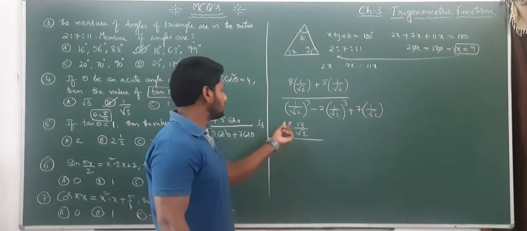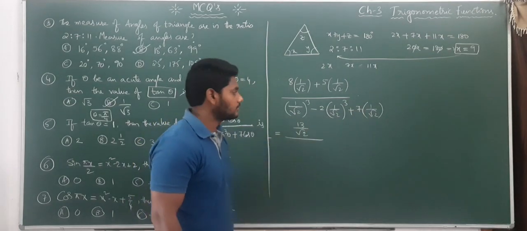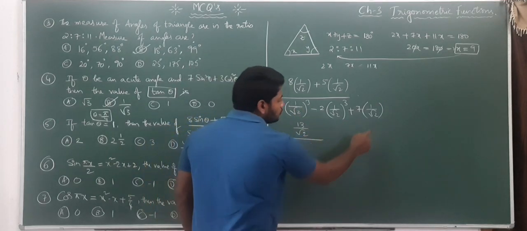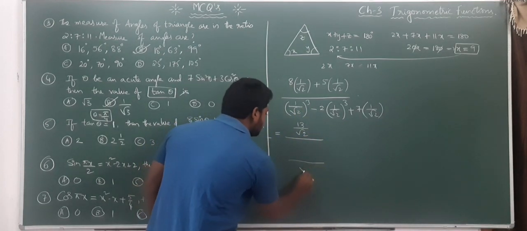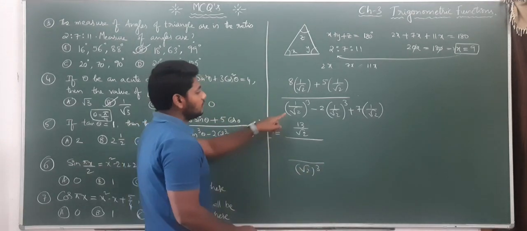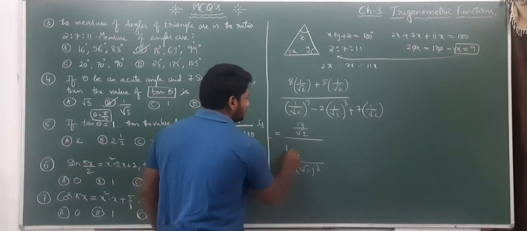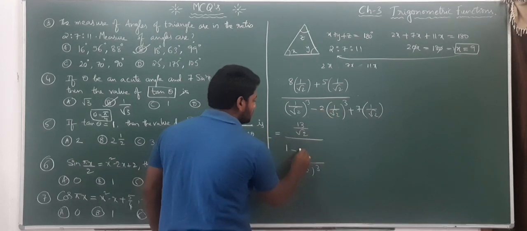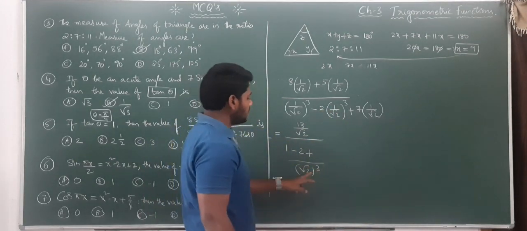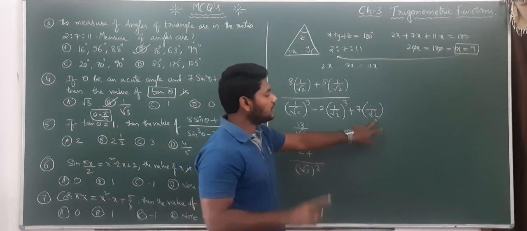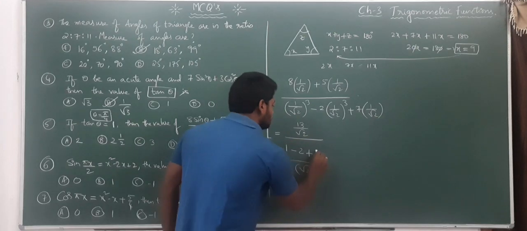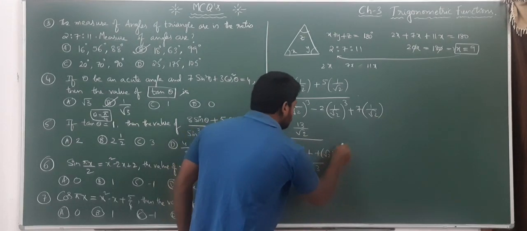Now here take the LCM. 1 by root 2 whole cube is nothing but (root 2) whole cube in the denominator. So the LCM will be (root 2) whole cube. Already (root 2)³ is there, so it is 1 minus 2, plus 7 into. Here the LCM is (root 2)³, but here only one root 2 is there, so we need to multiply by (root 2) whole square. So 7 into (root 2) whole square.